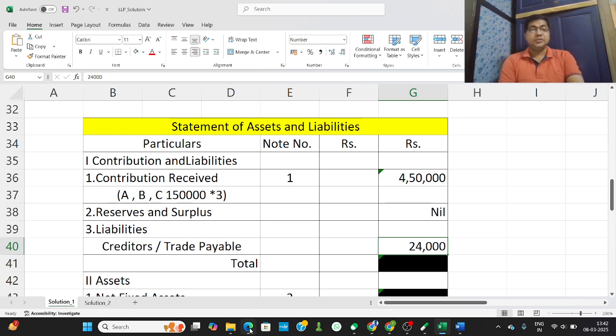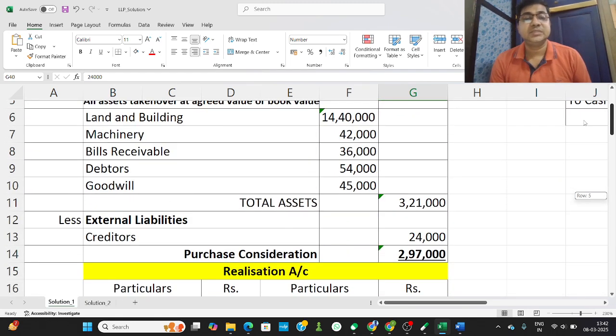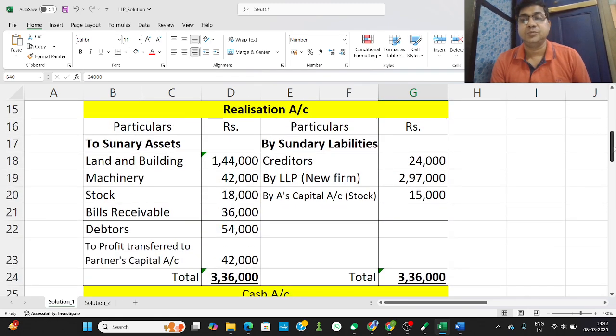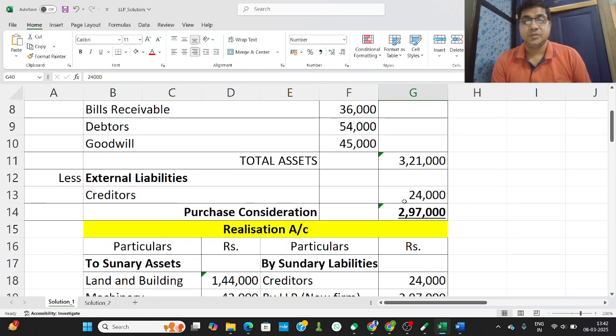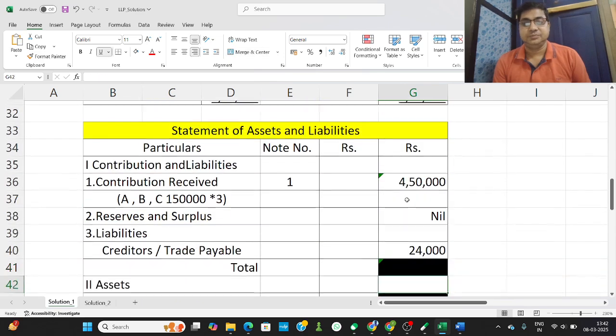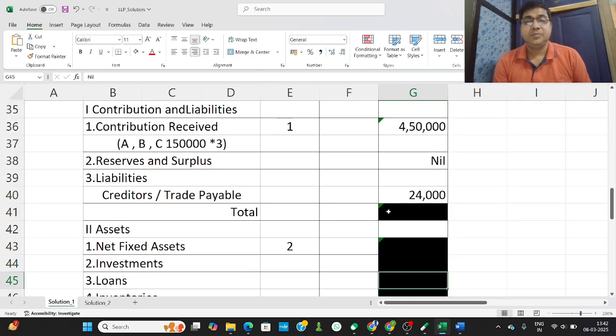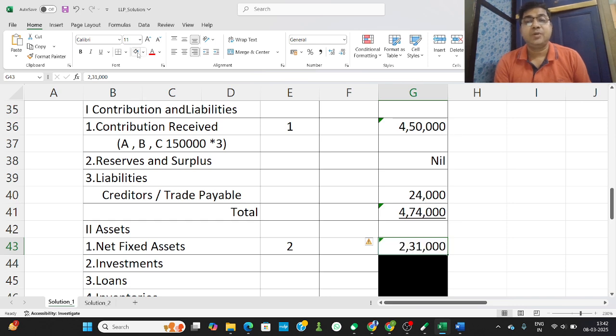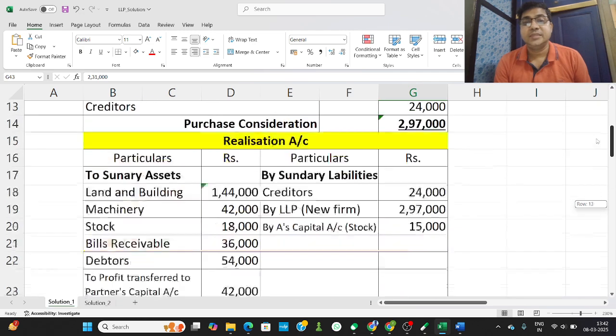24,000. As you know, whenever we write the balance sheet, we always consider the purchase consideration items. So under purchase consideration, the value of the creditors is rupees 24,000. The same items we have to consider while preparing the balance sheet. Then after that, we put the total. Then fixed assets, we have to record 2,31,000. How will you get this figure?